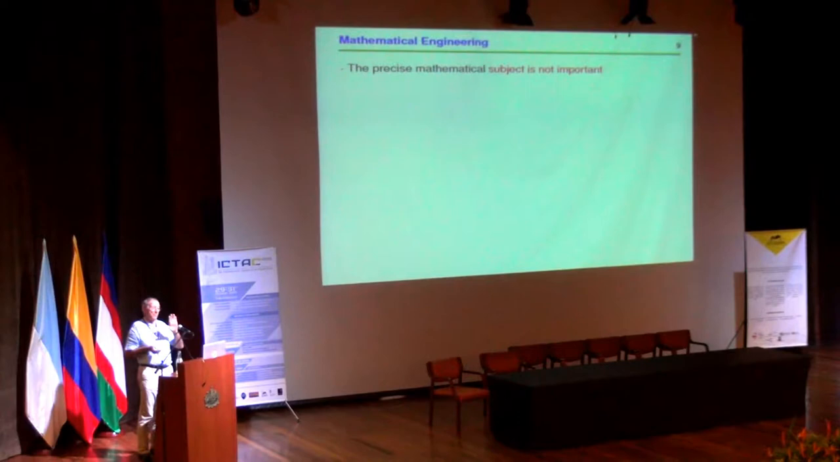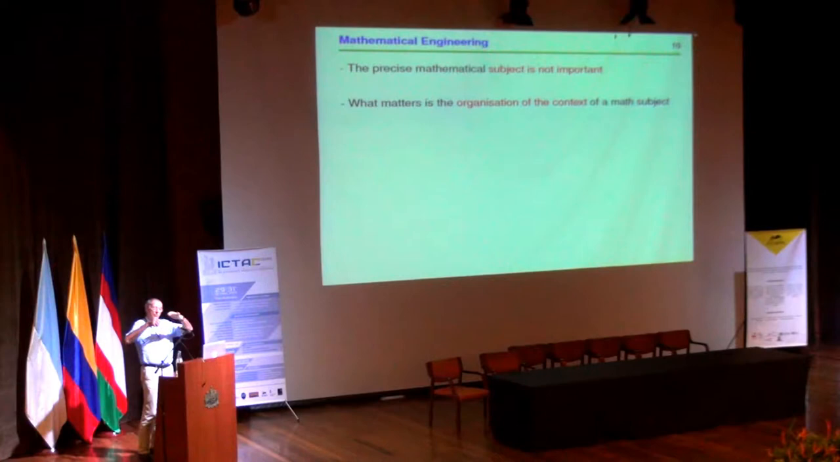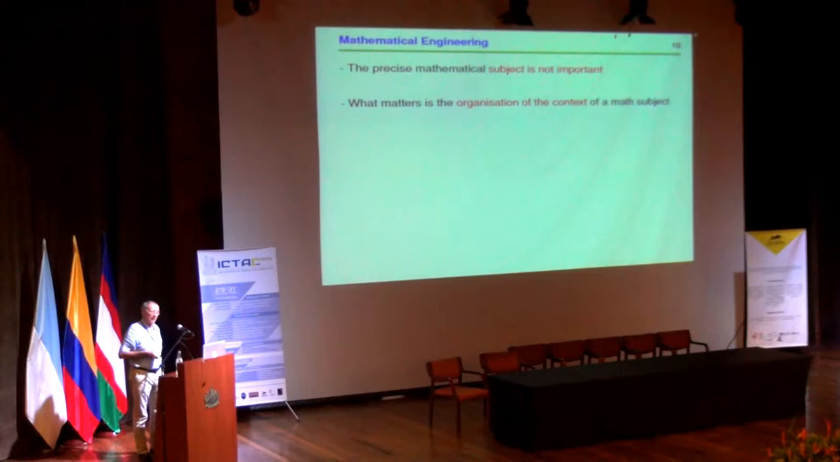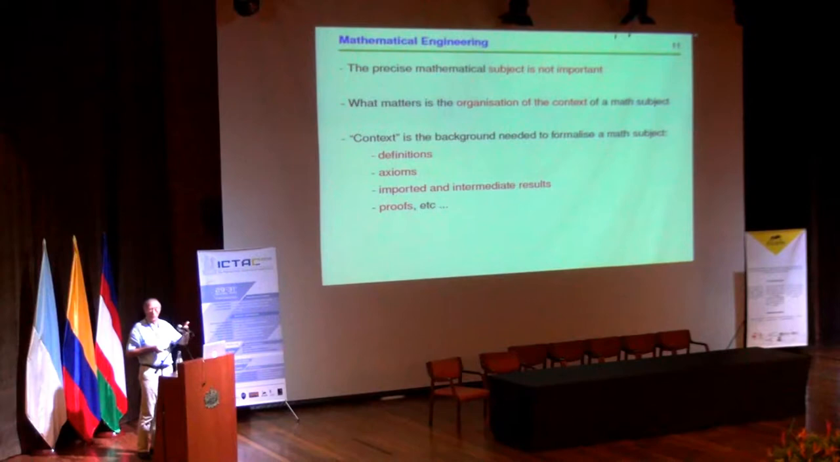In my view, the precise mathematical subject is not so important. What counts is the organization of the context of the mathematical subject. When you read some mathematical book, the author describes the domain, the main domain of the subject, and this is what I call the context. So context is the background needed to formalize a math subject with definitions, axioms, imported or intermediate results, proofs, of course, etc.